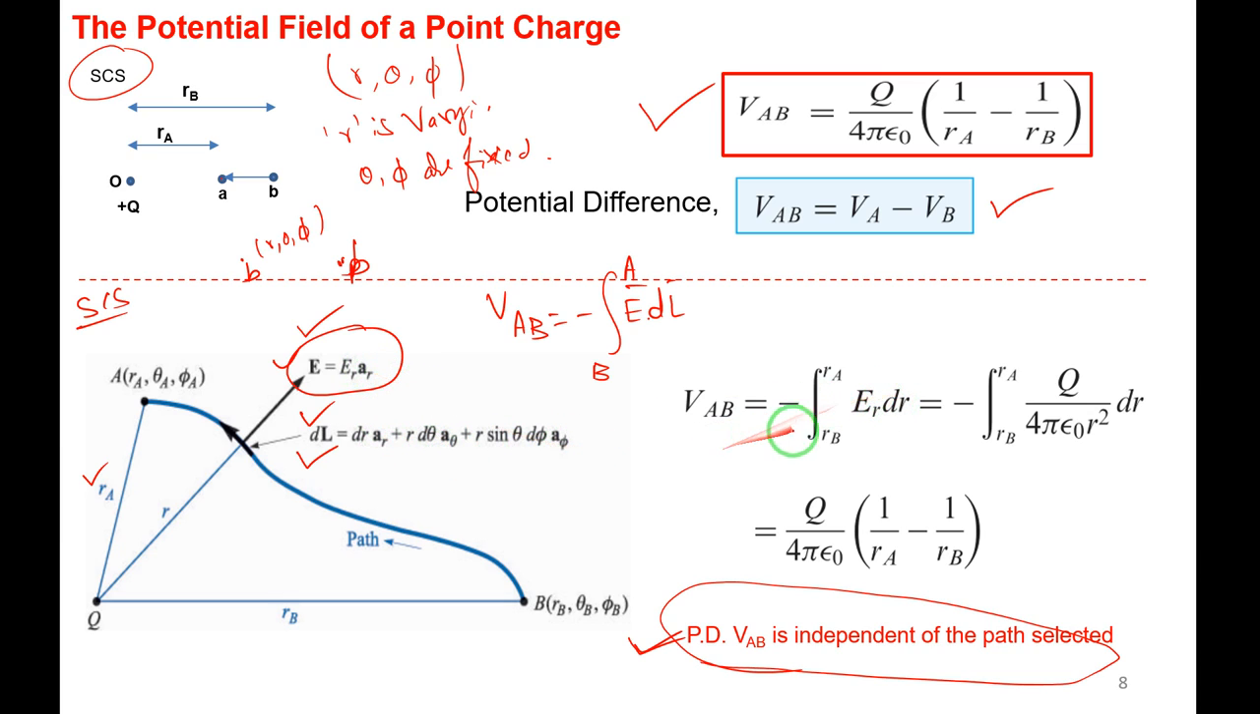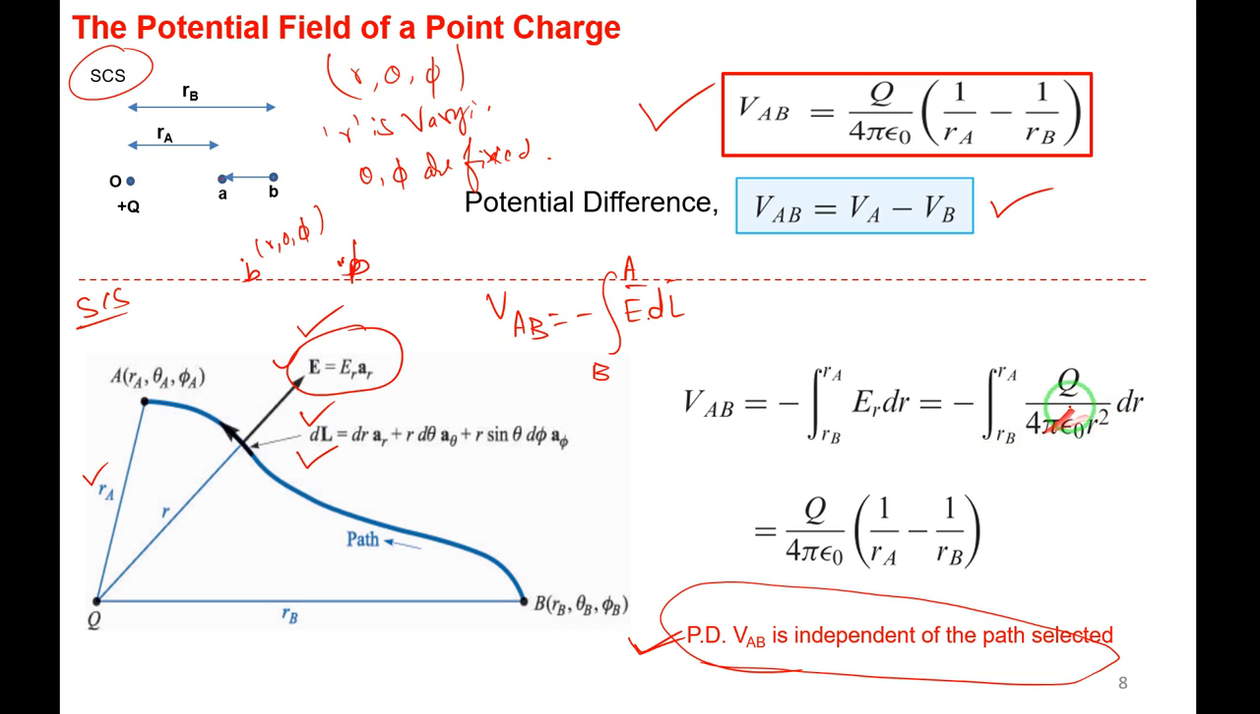So just observe here. Instead of B, what is the distance B? It is nothing but RB. So instead of B, we'll write RB. Instead of A, we'll write RA. Then E dot DL is nothing but ER into DR. What is this ER? E due to a point charge. E due to a point charge is Q by 4 pi epsilon naught R square into DR, right? This is fine.